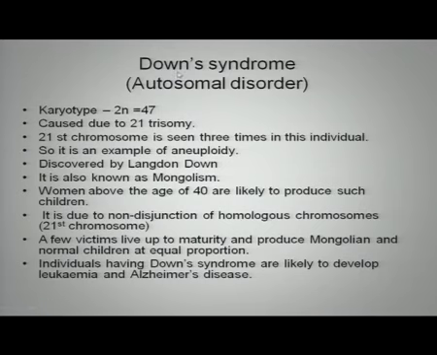Here comes the disorder for aneuploidy, for chromosomal disorder, that is Down syndrome. You know, Down syndrome is an autosomal disorder. In every individual there are two types of chromosomes, as I have already told you, autosome as well as sex chromosome. So, here it is an autosomal disorder.